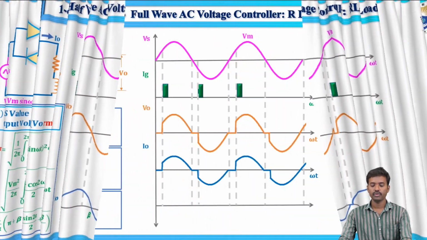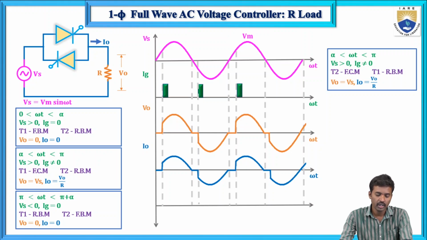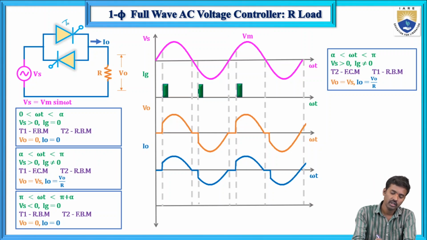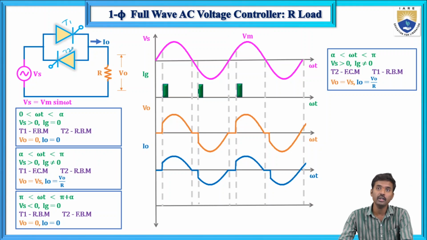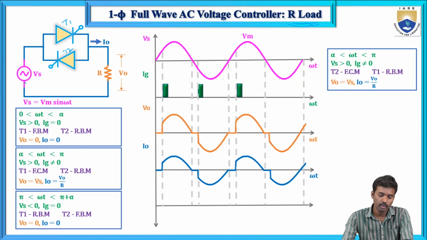Now here single phase full wave AC voltage controller. This is important. Here two thyristors T1 and T2 are connected in anti-parallel. So here T1 and T2 with R load I am explaining. Here supply voltage we are giving. Here you will get the output V0 and I0. This is the input supply voltage Vs. This is Vm. Vs equals Vm sin omega t.